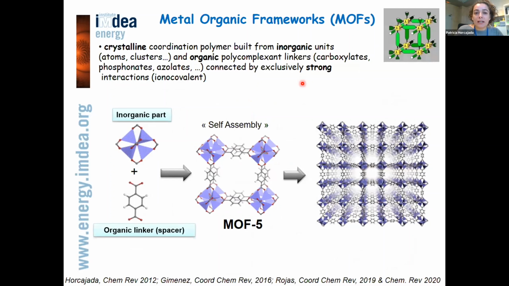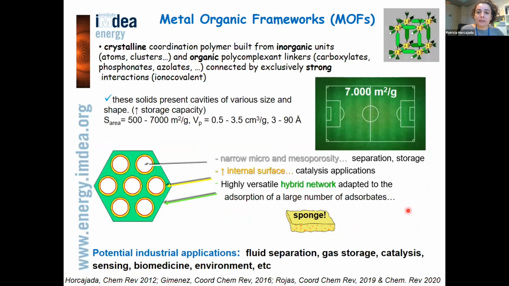What are metal organic frameworks? They are crystalline coordination polymers built from inorganic units that can be almost all of the cations in the periodic table, in the form of atoms, clusters, chains, or layers, connected by organic polydentate ligands, which are also quite varied, such as carboxylate, phosphonate, azolate, and so on. The combination of these two parts leads to the creation of a three-dimensional network, usually porous, and this material presents exceptional porosities, even reaching the area of a football field.